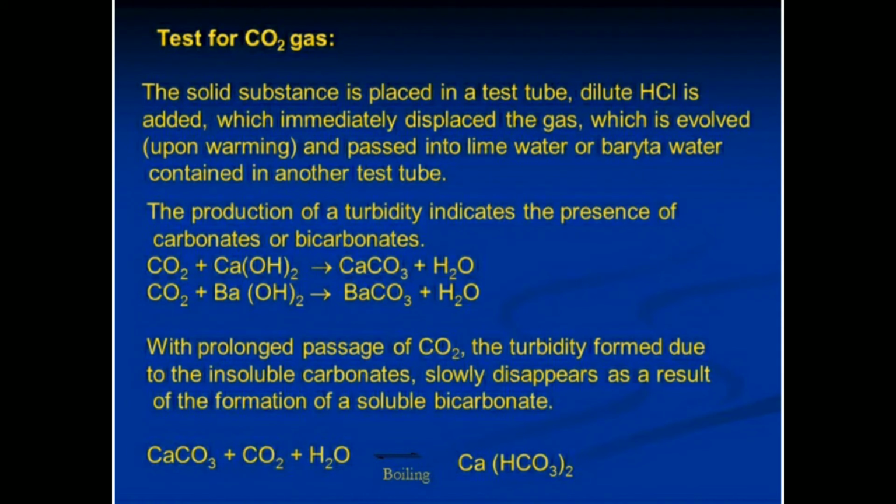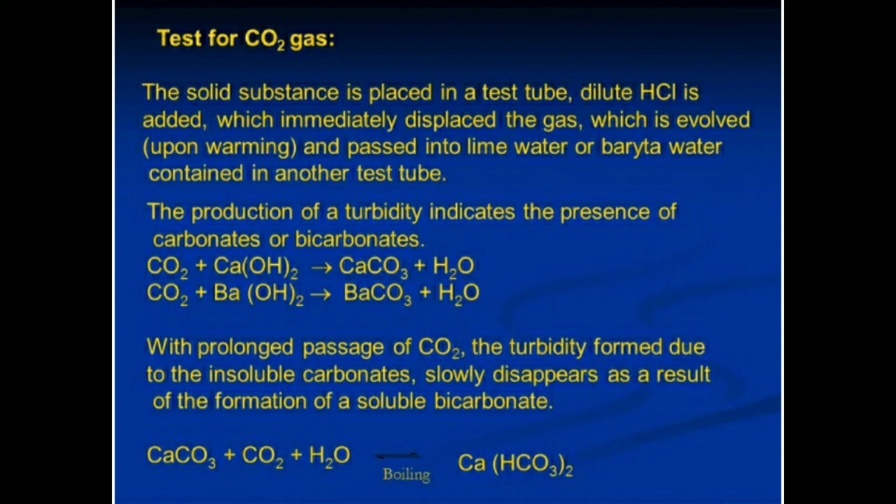Test for CO2. The solid substance is placed in a test tube, dilute HCl is added which immediately displaces the gas which is evolved and passed into lime water or baryta water contained in another test tube. The production of a turbidity indicates the presence of carbonates or bicarbonates. With prolonged passage of CO2, the turbidity formed due to the insoluble carbonates slowly disappears as a result of the formation of a soluble bicarbonate.